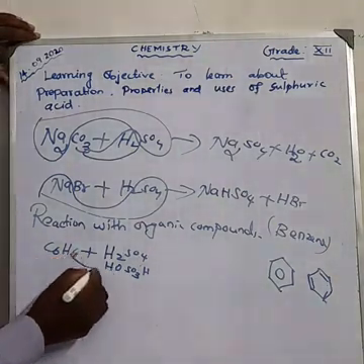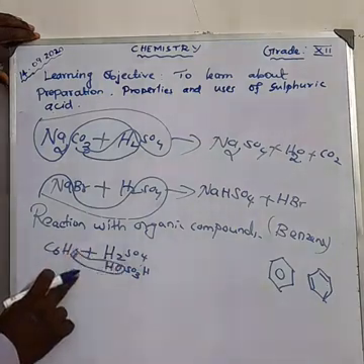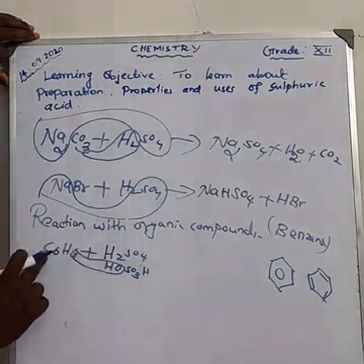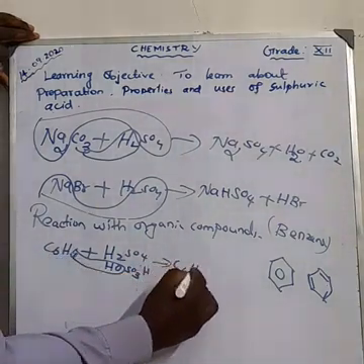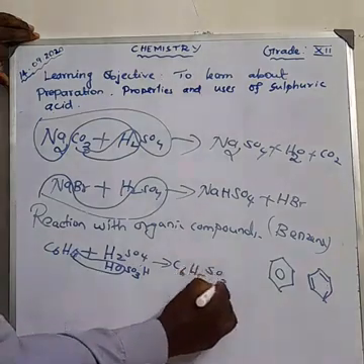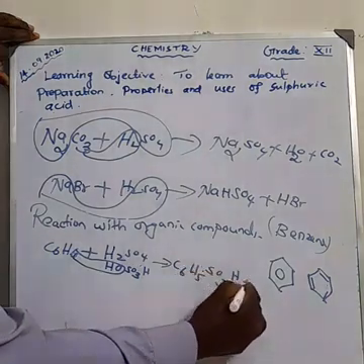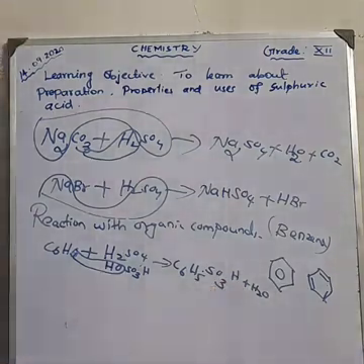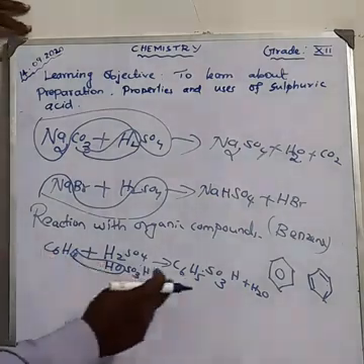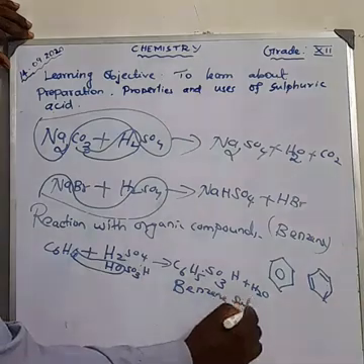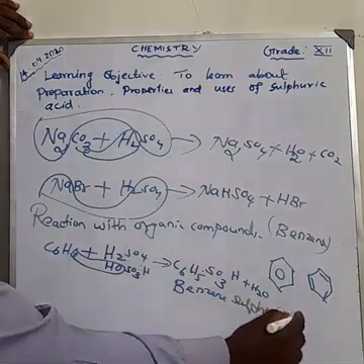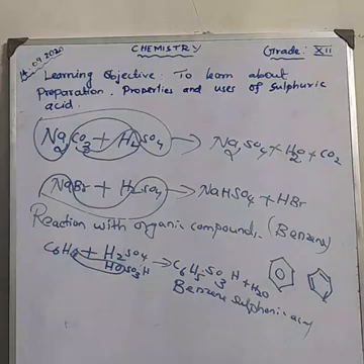So what's the product? One of the hydrogens combines with OH to form C6H5SO3H plus H2O. Clear? Here the name of the compound is benzene sulfonic acid. Then what are the uses of sulfuric acid?